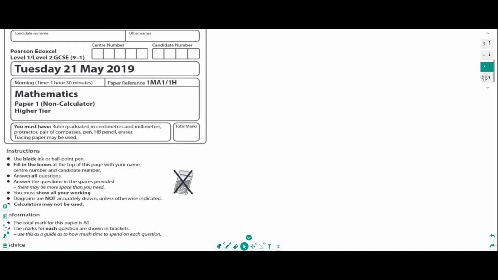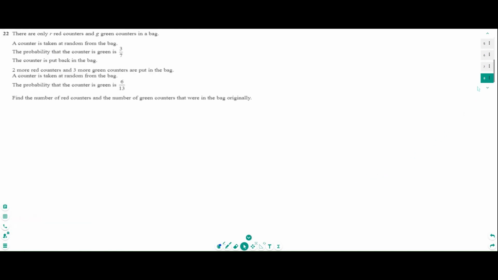And we'll have a look at the question. It's question number 22 on paper 1. Let's have a read of the question then. There are only R red counters and G green counters in a bag. A counter is taken at random from the bag, and the probability that the counter is green is 3/7. The counter is then put back in the bag.